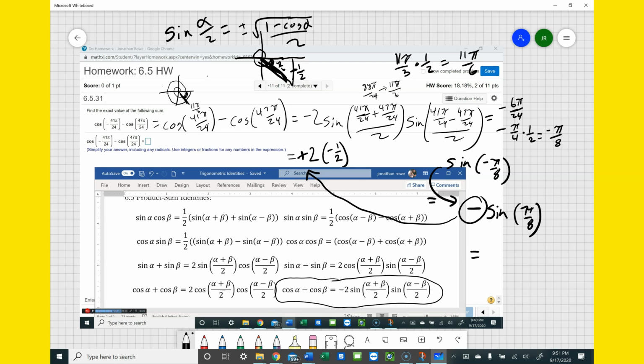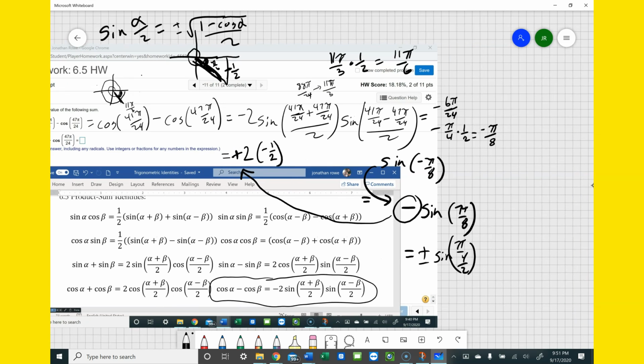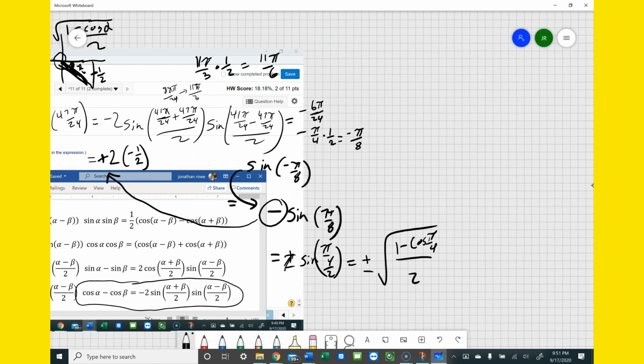So it's now sine of pi over 8, which is the same thing as plus or minus the square root of 1 minus cosine pi over 4, over 2. All right, we're getting there, slowly but surely. Which is plus or minus the square root of 1 minus, pi over 4 being the same thing as 45 degrees, root 2 over 2, all over 2.